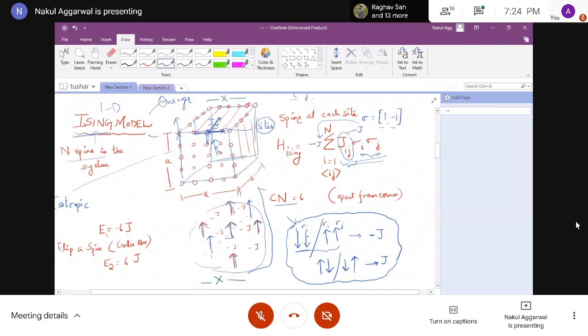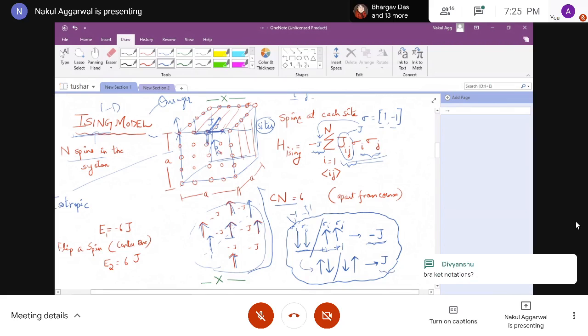So if they are both pointing down, we know we will assign them values -1, -1. You multiply them, you get value 1, but then there's also minus J outside. So as a result, these two spins pointing down have a total energy of minus J. Now, if they're pointing up, you have value plus 1, but then there is also minus J outside. So automatically, if they're pointing up or pointing down, their total energy is minus J. And similarly, you can see that if they are not pointing in the same direction, the total energy is J.